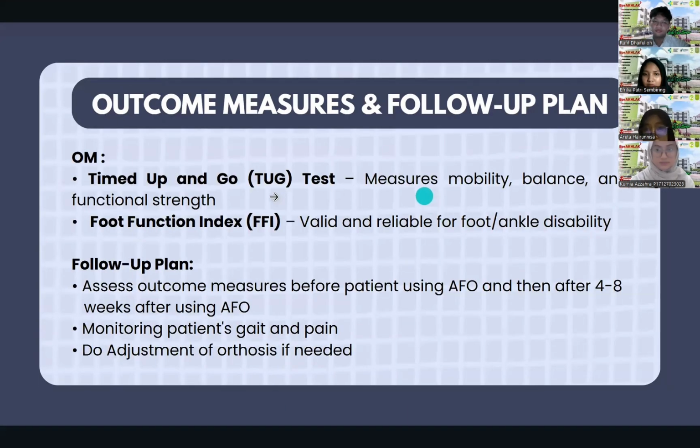This is the outcome measure and follow-up plan. First, outcome measure: Timed Up and Go, the TUG test, measures mobility, balance, and functional strength. The second, Foot Function Index, FFI, is valid and reliable for foot and ankle disability. Follow-up plan: first, assess the outcome measures before the patient uses the AFO and then 5 to 8 weeks after using the AFO. Second, monitor the patient's gait and pain. Do adjustment of the orthosis if needed.